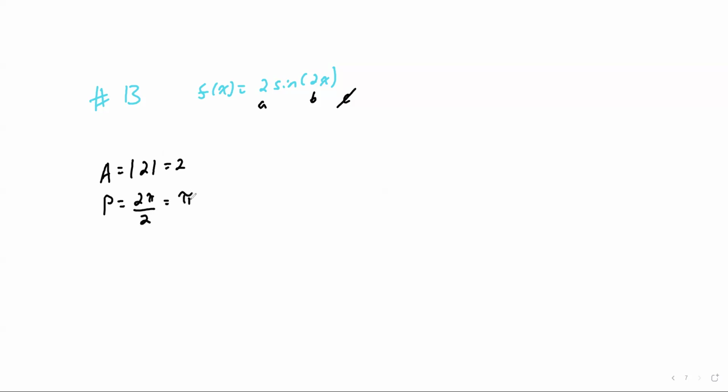So notice when b is greater than 1, my period shrinks. So I'm compressing my sine waves to be narrower. And then my phase shift would just be 0 divided by 2. So even though my B is 2, it's not going to matter because there's no shifting. So no shift. All right, let's look at another one. Let's look at number 15.